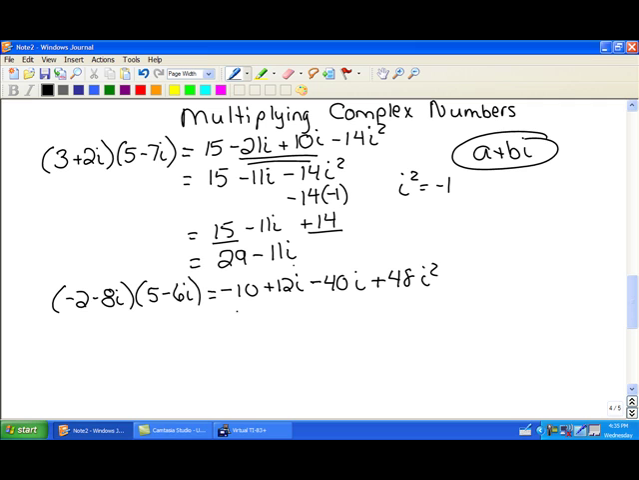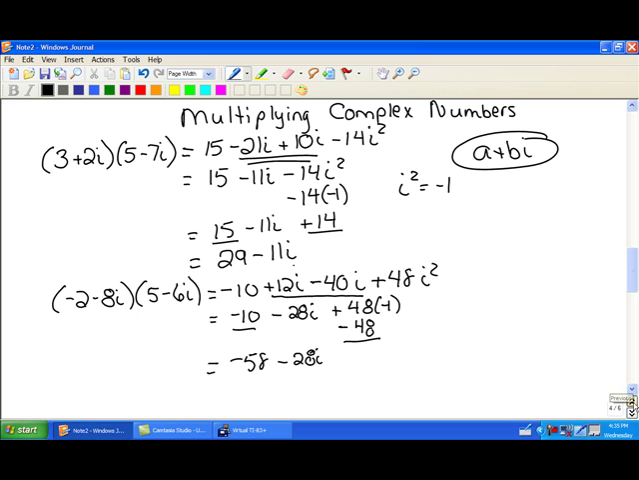At this point, we'll bring the negative 10 down. We'll combine the 12 with the negative 40 to get a negative 28i. And I'm going to go ahead and replace the i squared with the fact that that's negative 1. That's really going to be minus 48. So if I combine the negative 48 and the negative 10, we'll end up with negative 58 minus 28i.